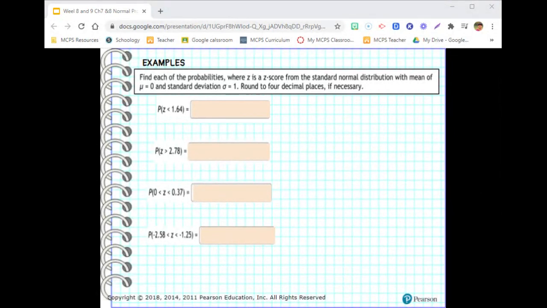I'm going to share a blank whiteboard. So the problem was: the mean is equal to 0, standard deviation is equal to 1. Can you see my whiteboard? I can see it. All right, thank you.